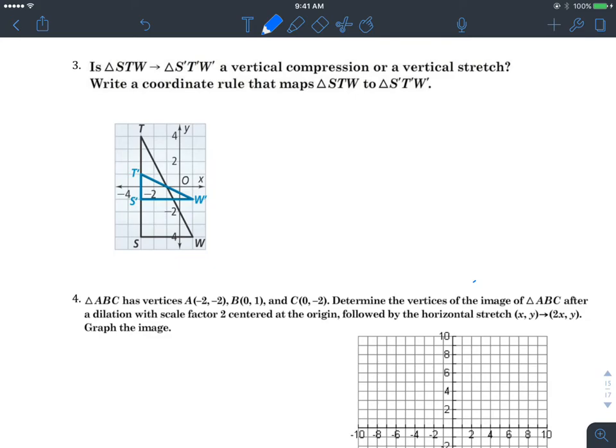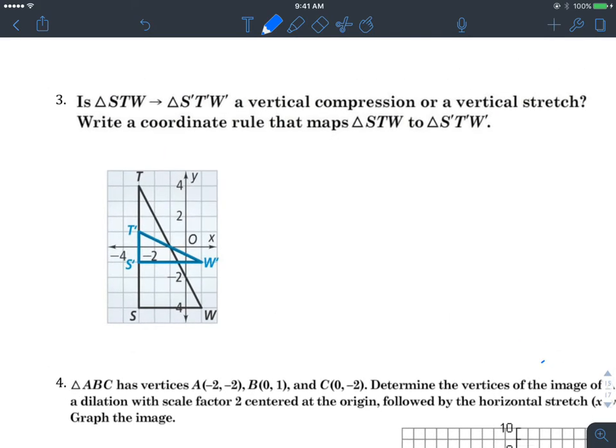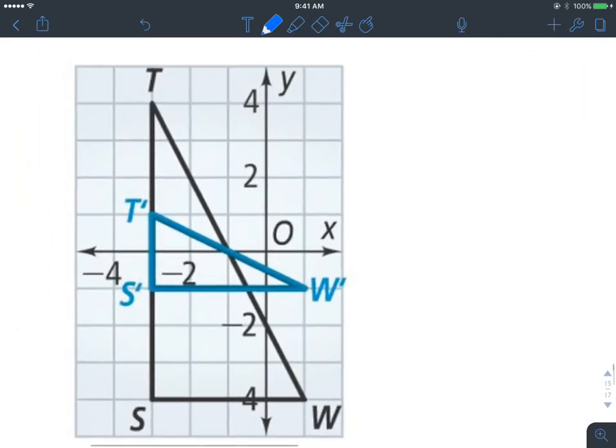So is this thing a vertical compression or a vertical stretch if we're going from STW to S prime TW, STW prime, I guess, right there? And what's a coordinate rule here? So look at this here. Now notice the horizontal values. Those aren't changing right there. So this is strictly a vertical thing.